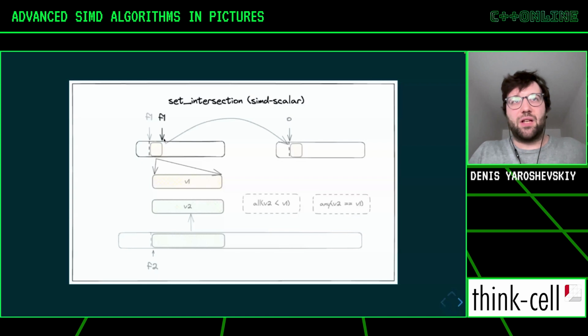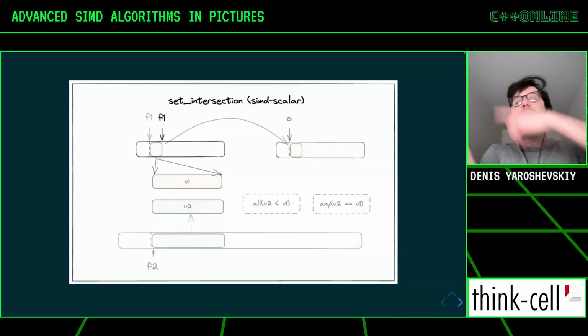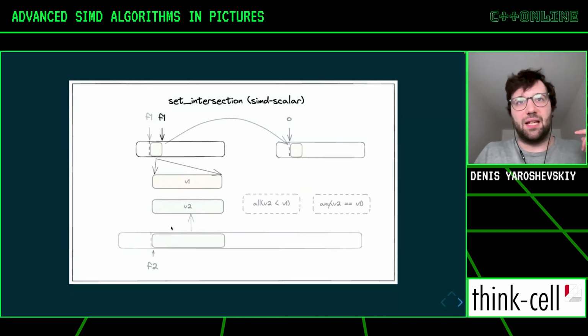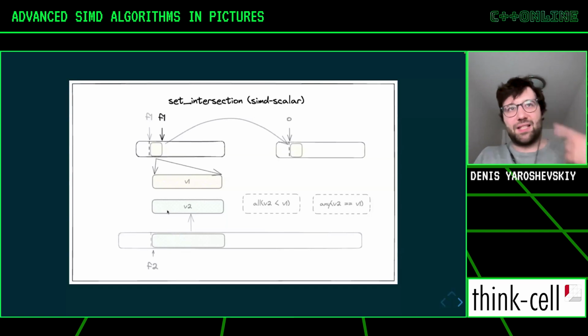And after we copy it to the output, we just advance this one. That's it. So we advance this one regardless of whether or not we copied. So there was something in here that was less, so let's advance. That was greater or equal than that one, then we can just advance it. Okay. There's a SIMD scalar approach.